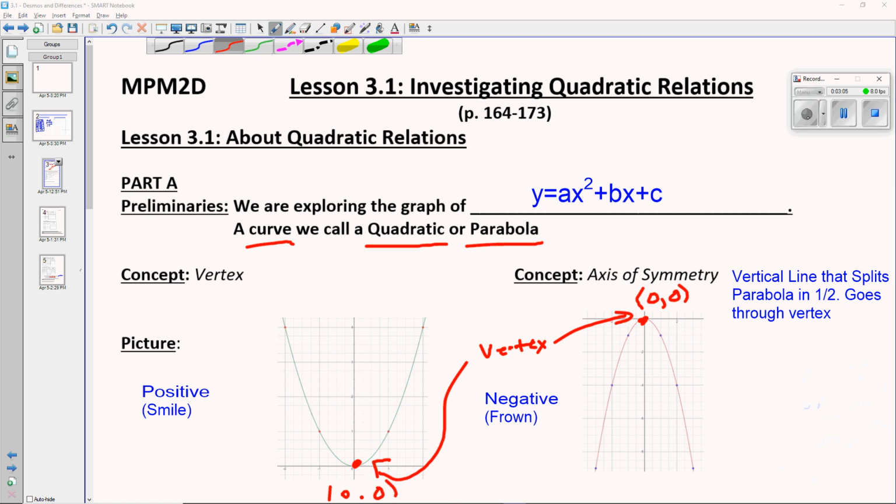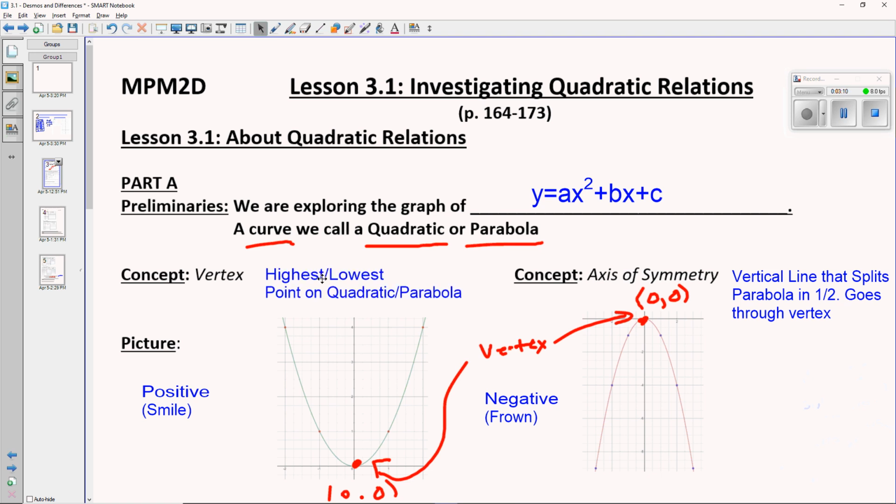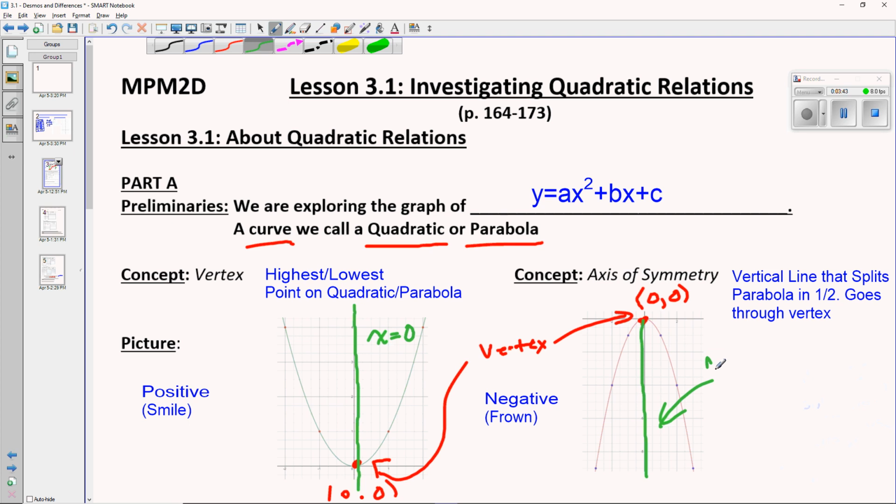When you hear the term vertex, a vertex is literally this. Take a moment and write this down. It's either the highest or lowest point on the quadratic or parabola curve. Then we also have another thing called the vertical line that splits the parabola, which is the axis of symmetry. If I drew a line right down the middle, right through the vertex, this would be my axis of symmetry. Anything straight up and down is x equals whatever value crosses the x-axis. In this case, it's 0. And for this one here, the axis of symmetry is x equals 0.